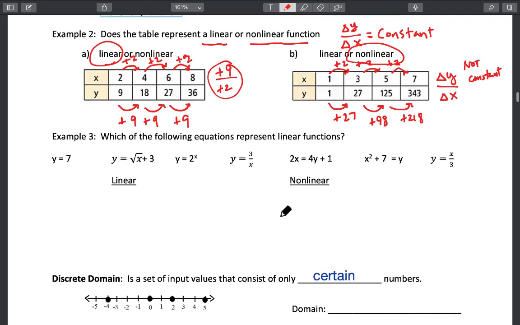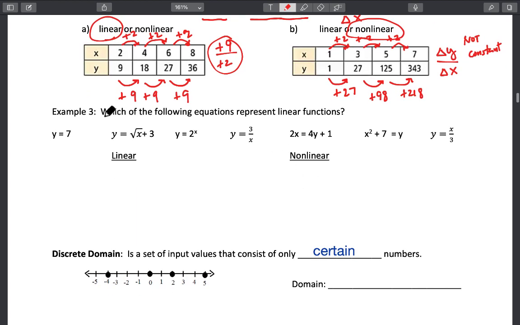All right, in example 3, now we're given the equations and asked to determine if these represent linear functions. So for equations, what we're looking for is to see if we can fit it into y equals mx plus b. On our first one here, y equals 7, this actually does fit into y equals mx plus b because our m value can be 0. So this is going to be a linear equation. Our next one involves the square root of x, and that is going to be nonlinear.